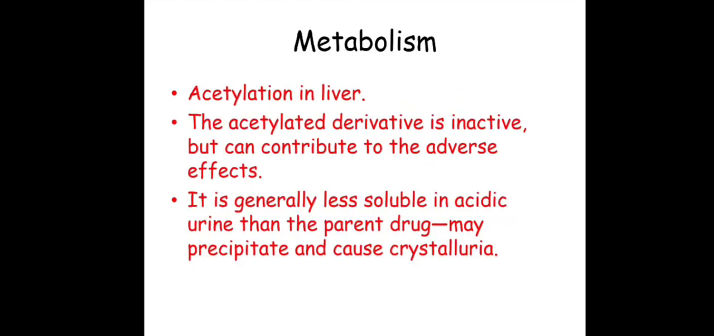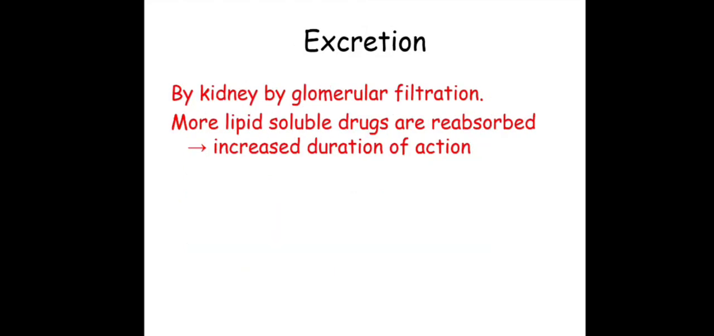Next, regarding metabolism, the primary pathway of metabolism of sulfonamide is acetylation by acetyltransferase that occurs in the liver. The extent of metabolism differs for different members, and the acetylated derivatives are inactive, but they can contribute to various adverse effects. They are generally less soluble in acidic urine than the parent drug. Therefore, they may precipitate and cause crystalluria, which is a side effect.